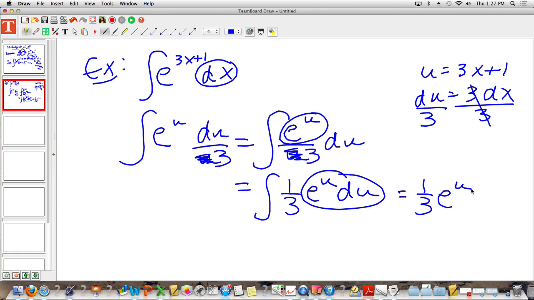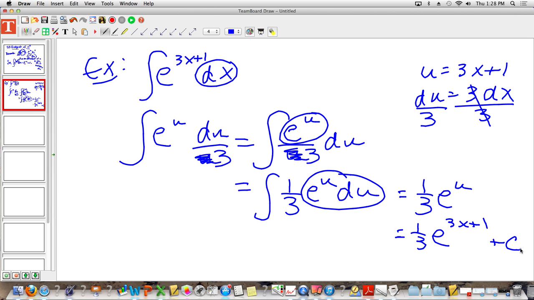And now we go back in and replace the u with what u is. What is u? 3x plus 1. What happened to the du? Whenever you take the integral, and it has a du in it, once you take the integral, the du disappears.